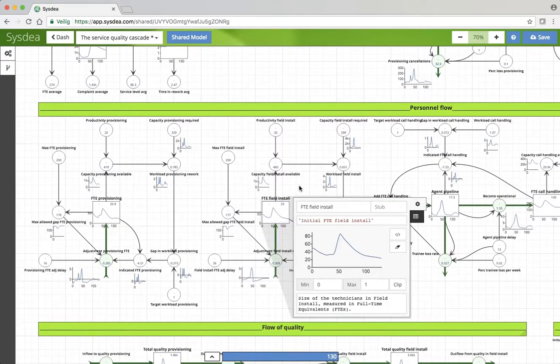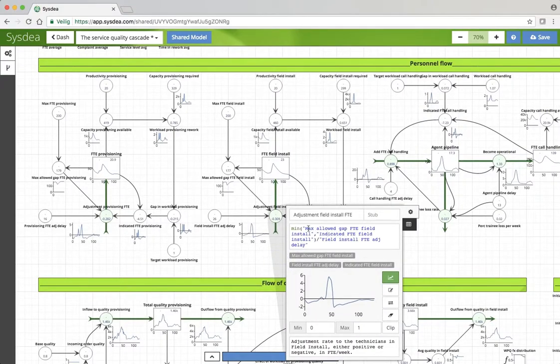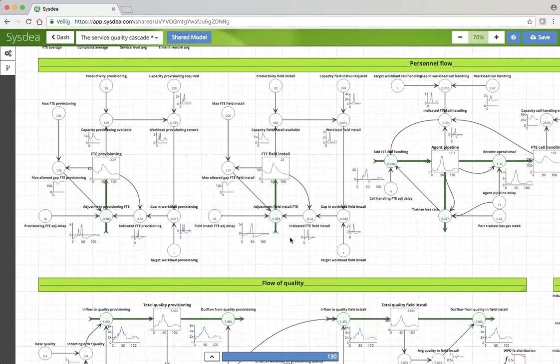The number of people that you have here is, of course, the result of what you had before, plus what comes in. That's the adjustment of the field install. That can be a plus or a minus. So the formula here is the classical one. What we want in field install is the indicated field install, but we can't have more than the maximum that we allow. And the maximum was there because KPN was working against strong budget constraints. So we can't have more than 400 people in here.